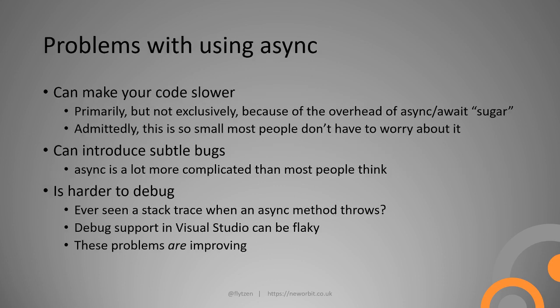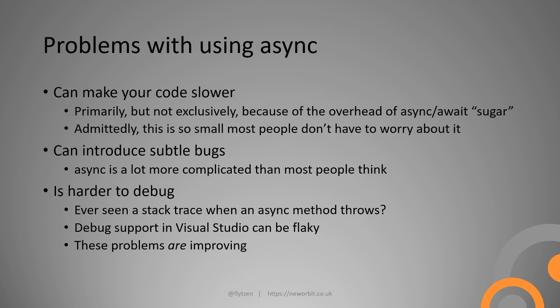There are problems. In principle, it can make your code a bit slower. We are talking a handful of nanoseconds because of the async await sugar and the state machine that comes with it. Very few people have to worry about it. Again, I'll cover where that comes in later and some examples of it, but you probably don't want to worry about it. But it is worth noticing that like for like, async code will be slightly slower than synchronous, rather than slightly faster as a lot of people seem to think. There can be subtle bugs in your code.